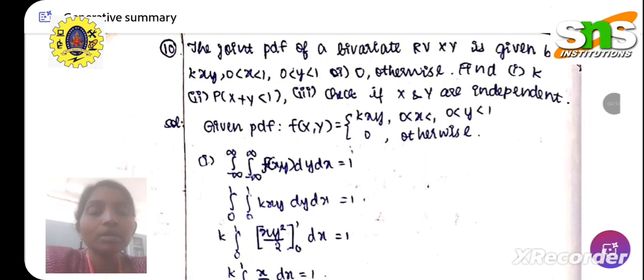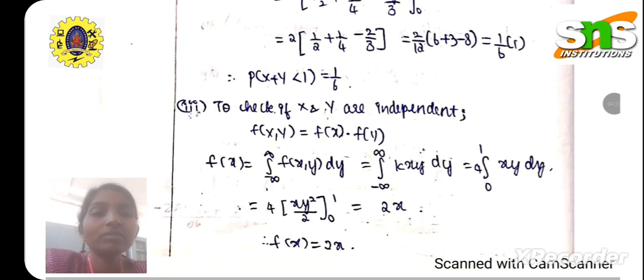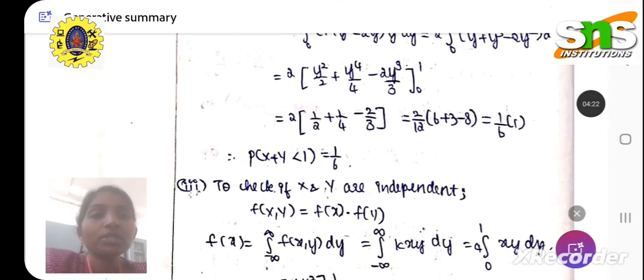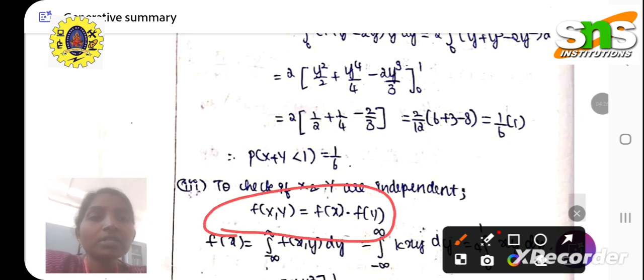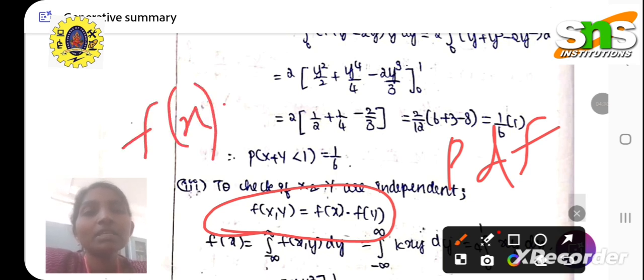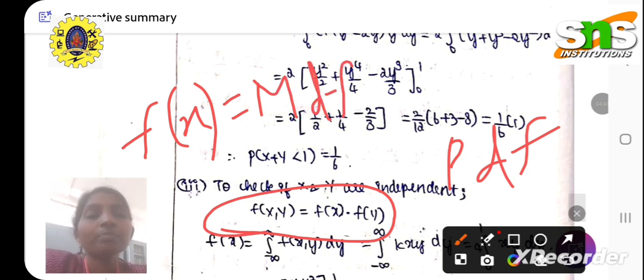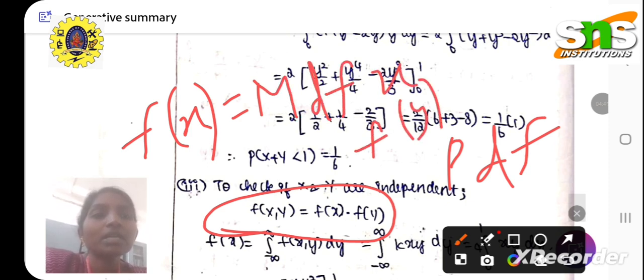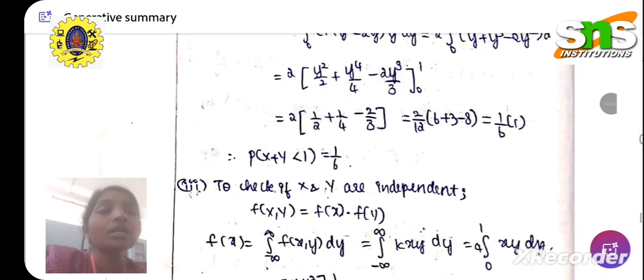So what is our next problem? Your question is to check if x and y are independent or not. For independency, what is our condition? If two random variables are independent, they should satisfy this property: f of x comma y is equal to f of x into f of y. Here f of x comma y is the probability density function, and it should be equal to the product of f of x, the marginal density function of x, and f of y, the marginal density function of y. This is how we find the independency of the two random variables.